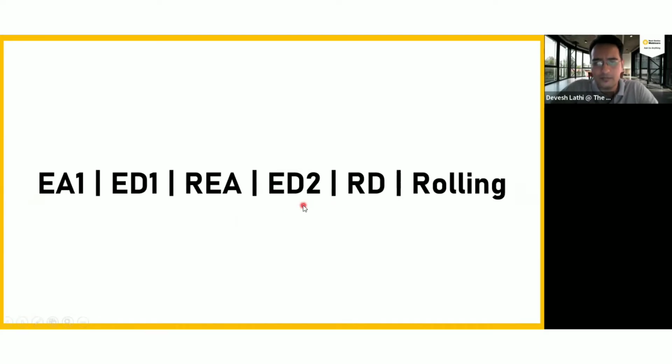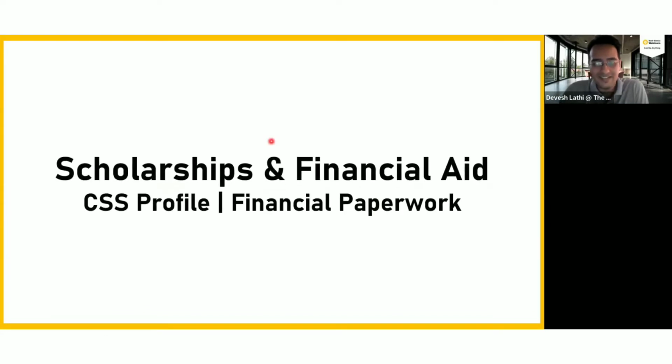And if you're applying ED2 or RD, in most cases, you would get your admission decisions by March 15th or by the first week of April. All right, let's move forward and talk about scholarships and financial aid deadlines.